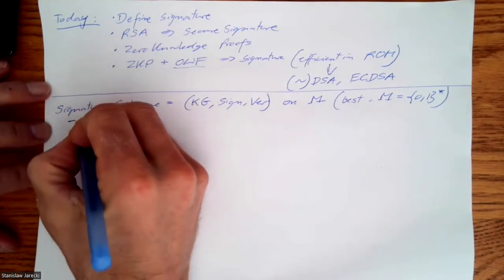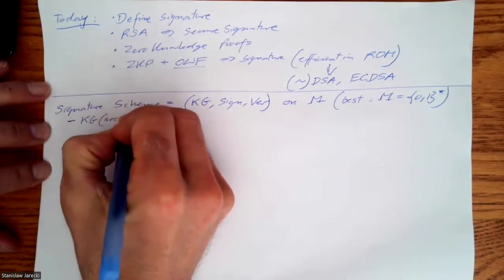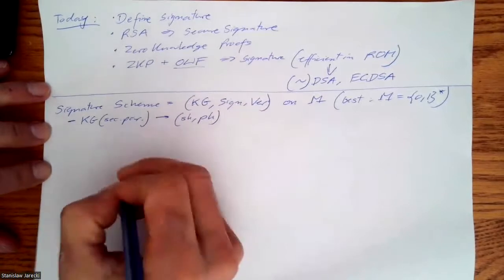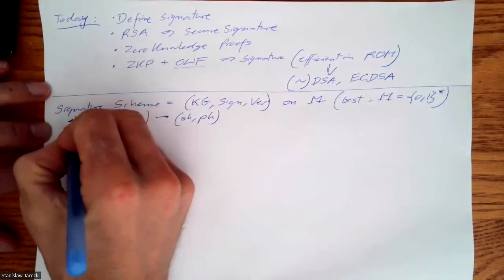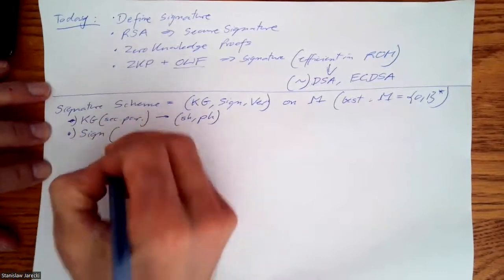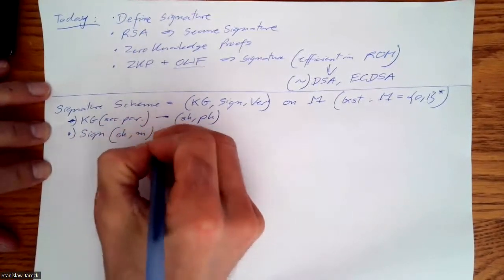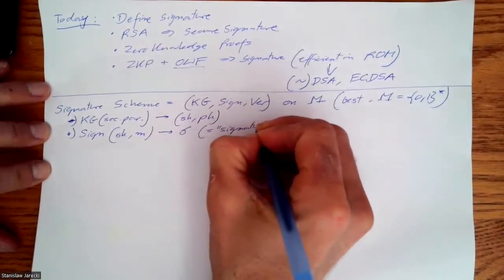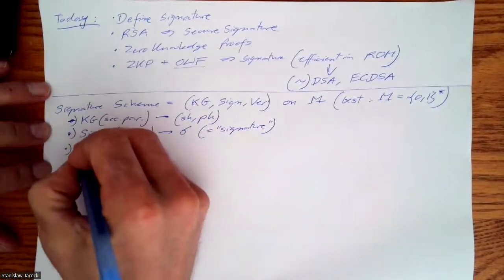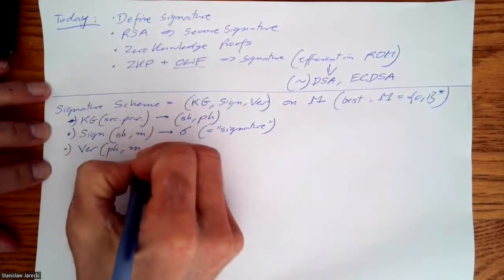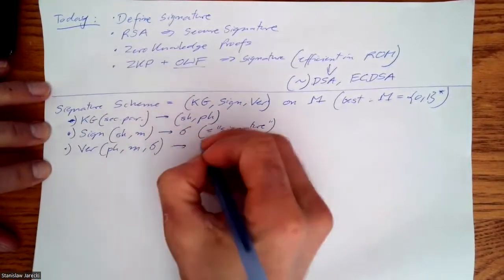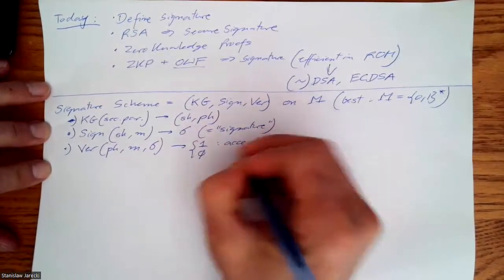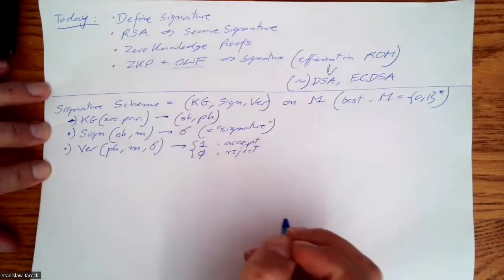So the semantics of these algorithms: keygen, on input a security parameter, creates a secret key, public key pair. A signing algorithm takes the secret key and a message and creates a sigma. This is a signature. And a verify algorithm takes the public key, a message, and a purported signature and outputs 1 or 0. 1 means accept, 0 means reject.